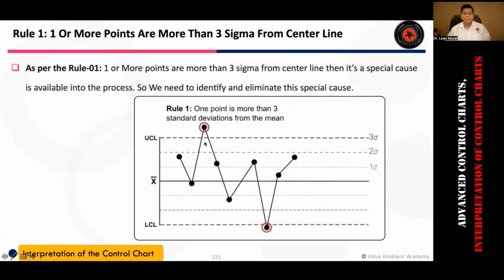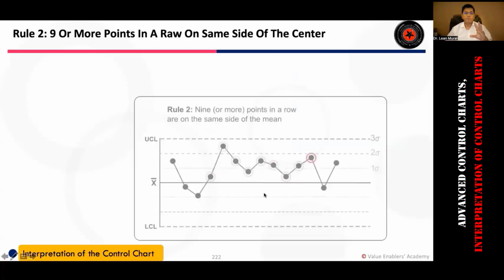If you see rule number 1, 1 point is more than 3 standard deviations. Standard deviation is something that you can calculate and plot. If there is 1 point which is beyond that, then it is a special cause of variation. We need to identify and eliminate the special cause. If rule 1 is clear, type R1C in the chat box. So rule 1 is clear. I'm going to go through all these rules very quickly. It's just simple common sense. You just have to know these rules. You need not remember these rules. I'm telling you, you just have to know these rules.